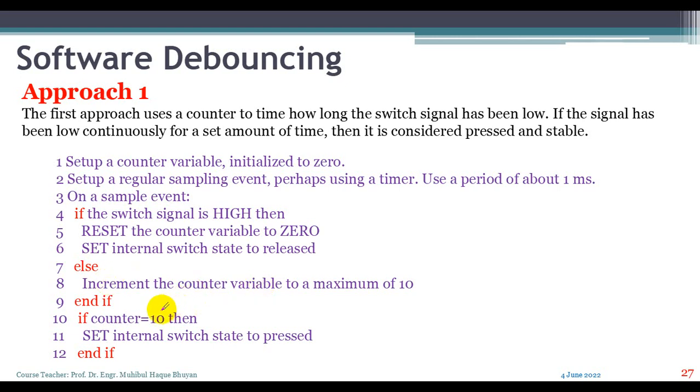So if the counter is 10, then set internal switch state to pressed. That means after checking several times within the time limit, if you are getting the same result, then that's the stable value. This is a very simple approach. Okay, I think we have already simulated. I think we'll simulate these things in your lab using Proteus.